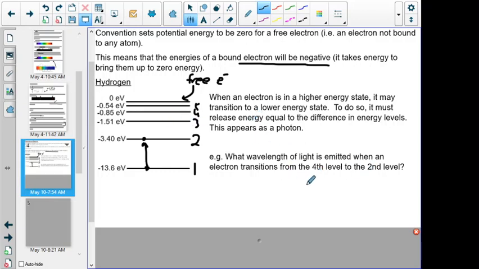So if we have an electron in the fourth energy level right here, and it drops down to the second energy level, what wavelength of light gets emitted? Well, we need to figure out our difference in energy, the energy of our photon. Incidentally, if you haven't seen this before, the Greek letter gamma is often used for photons. It looks like an alpha that's diving downwards.